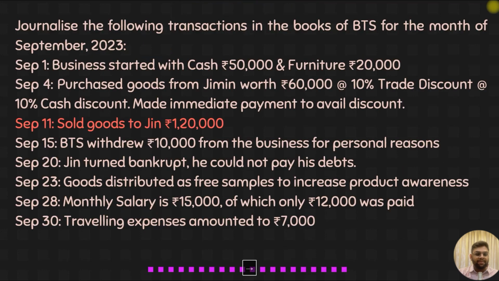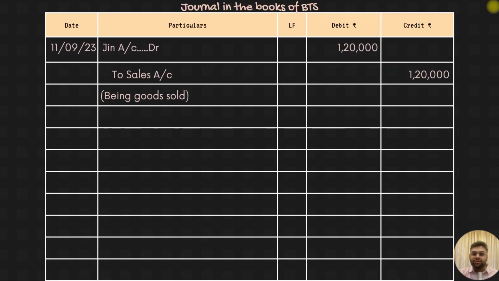Next, September 11. Sold goods to Jin rupees 1,20,000. Now, the journal entry for this is Jin account debit to sales account, being goods sold. Jin is debited because debit the receiver or asset increase is debit. Sales is credited because credit all incomes and gains, or revenue increase is credited.